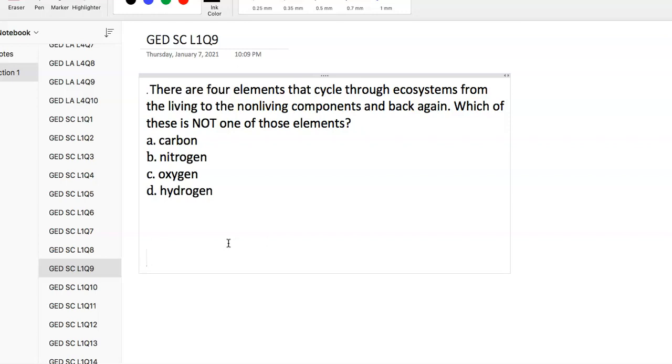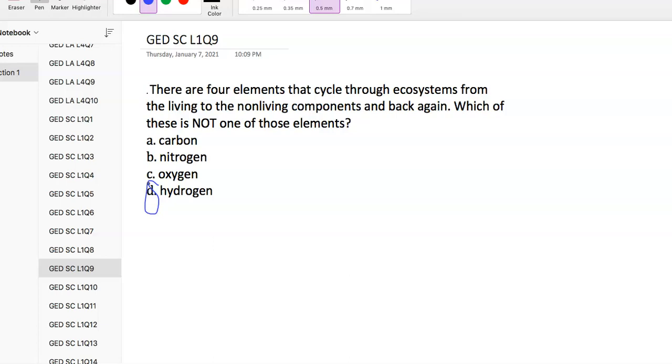4 elements that cycle through ecosystems, from the living to the non-living components and back again. Which of these is not one of those elements? So it's saying that 3 of the 4 are. The element that does not do that is hydrogen. Okay, so we have the 4 elements: carbon, oxygen, nitrogen, and water.